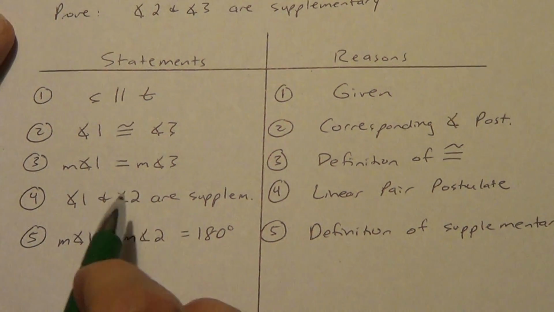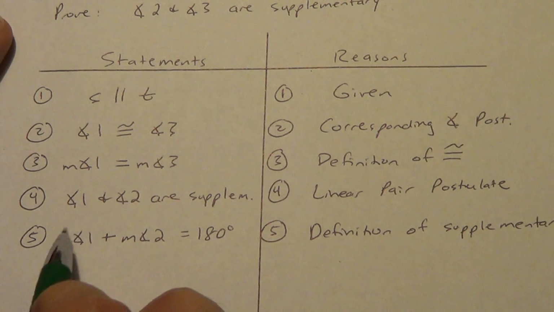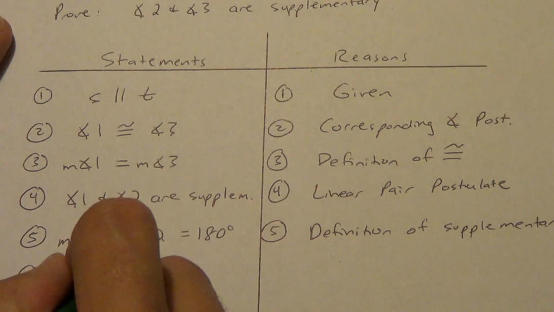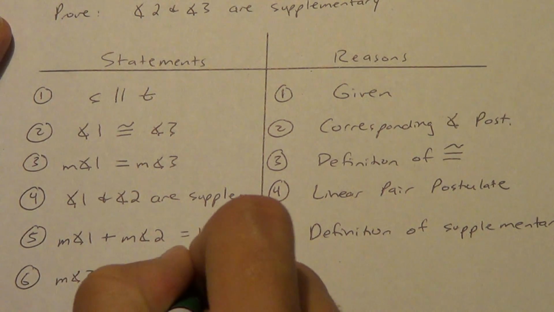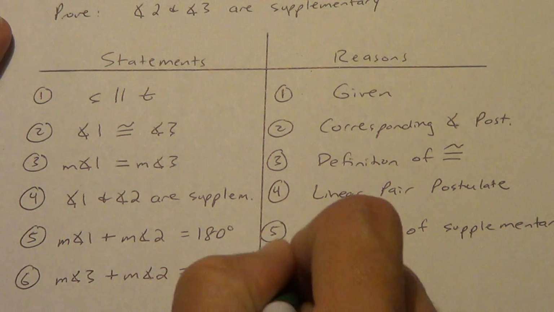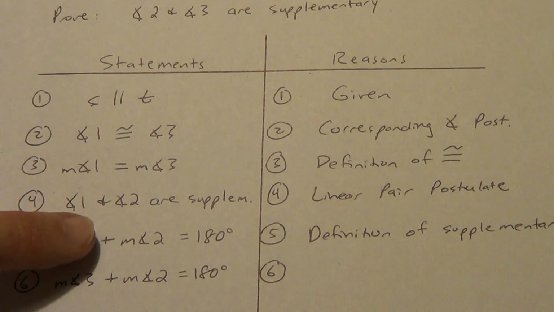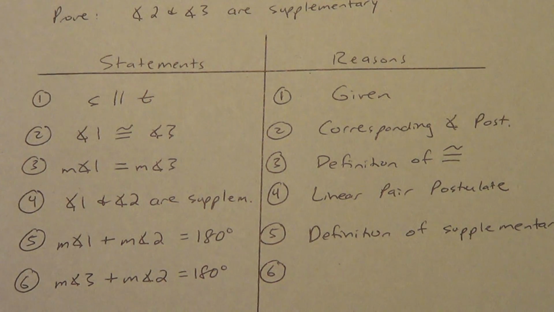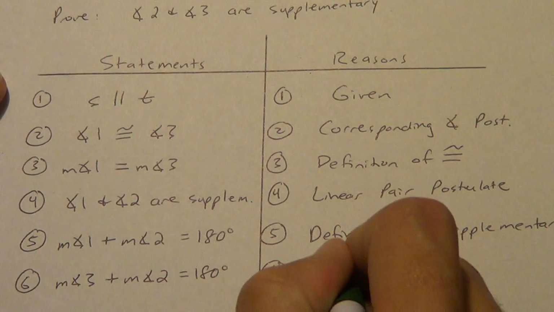Now, remember, we know that angles 1 and 3 are equal. So that means that instead of angle 1 right here, what can I put in its place? I can put angle 3. So the measure of angle 3 plus the measure of angle 2 equals 180 degrees. What's that called? I used to have a 1 there. I basically take it out, pick angle 1 up, take it out of there, and put angle 3 into its place. That's called substitution.